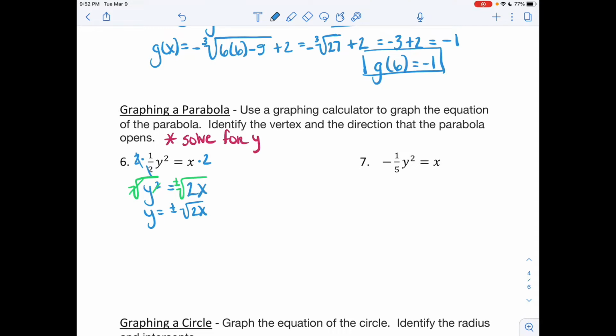In my calculator, under the y equals button, y1 I'm going to put in square root of 2x, and in the y2 location I'm going to put in negative square root of 2x. And what we want to observe with this is we want to see where our vertex is for this graph, and we also want to observe if it's opening to the left or the right.